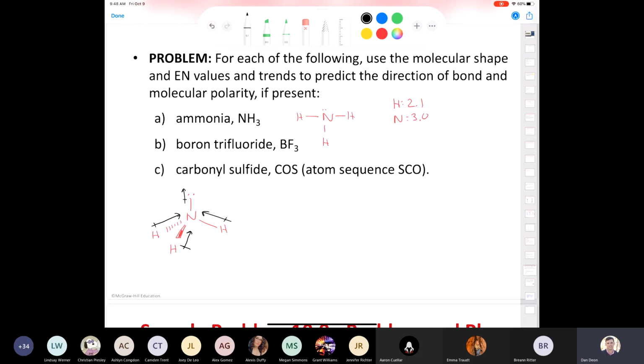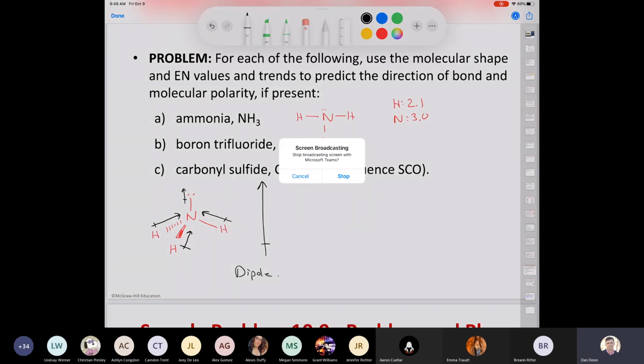But what Blake is saying is, with respect to the way that I have it drawn literally on this piece of paper or on my iPad screen, the resultant dipole is going up. So this is a polar molecule. Okay, so this is the direction of the dipole, like this. If you don't follow me, let us take a look at another model.